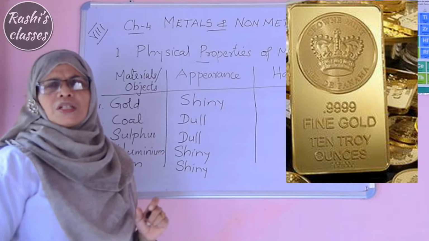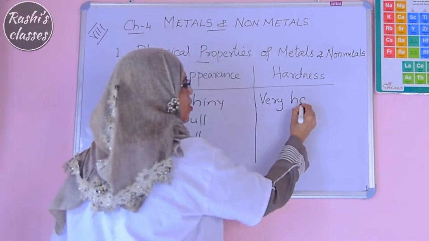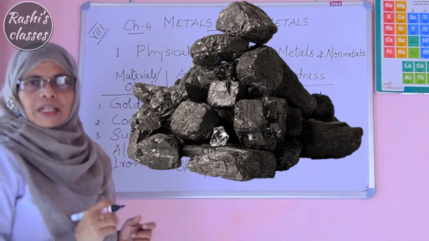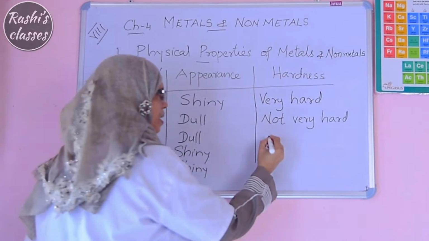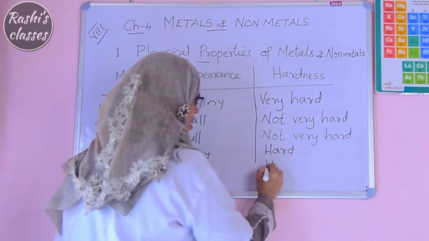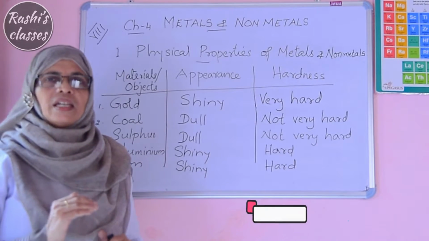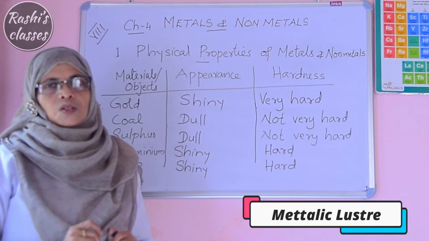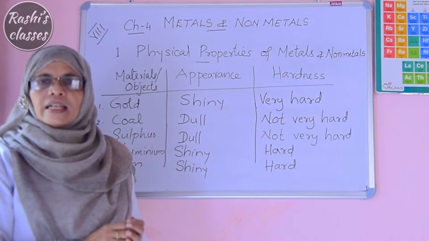Gold, you know it is very strong. It is very hard. So gold is very hard. But what about coal? It is not very hard. And sulfur is also not very hard. Aluminium is hard. Iron is also hard. Here we understood that metals have a shiny appearance. This property is called metallic luster. So the first property of a metal is metallic luster.